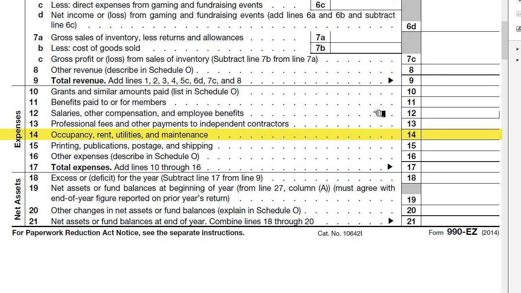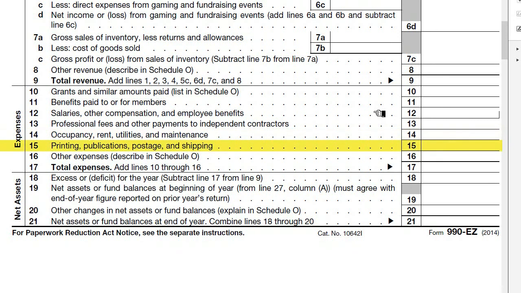So, for instance, the administrative offices, or maybe even offices where you meet with clients, as well as any facilities that might be used in exempt functions. So, let's say, for instance, you had a domestic abuse shelter or a homeless shelter or something like that, a clinic where people came. That would also be included on line 14. Also, if there's any depreciation associated with those facilities, it would also go on line 14.